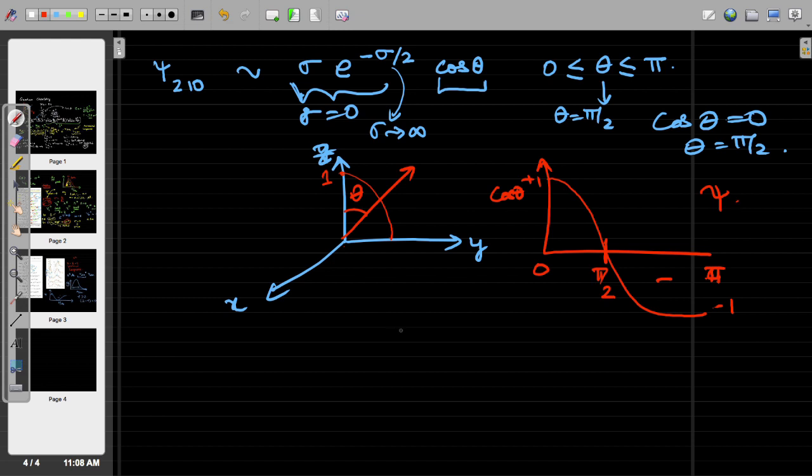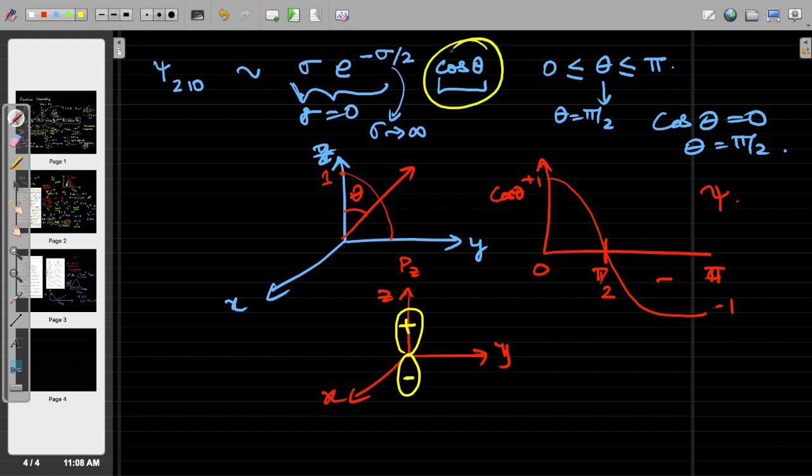This is once again why, whenever you draw p orbitals, let's draw the Pz orbital, you get something of this sort. You draw a plus and a minus here. The minus just indicates the sign of the wave function, and you are able to appreciate from the fact that the cos theta makes something of that sort.